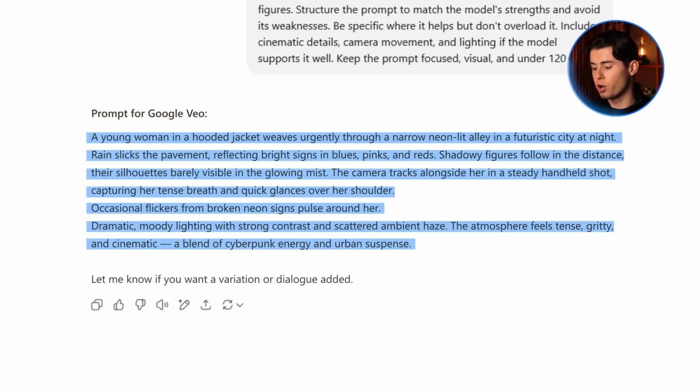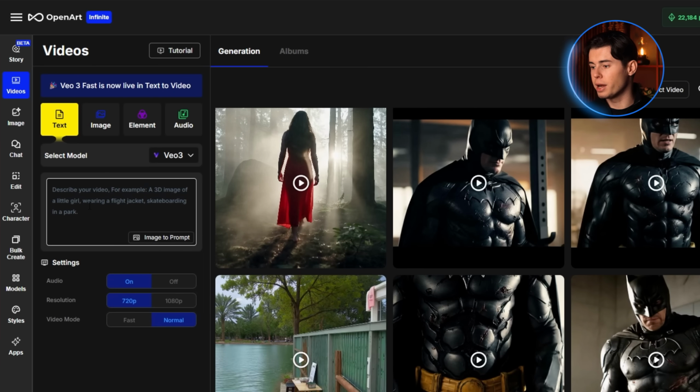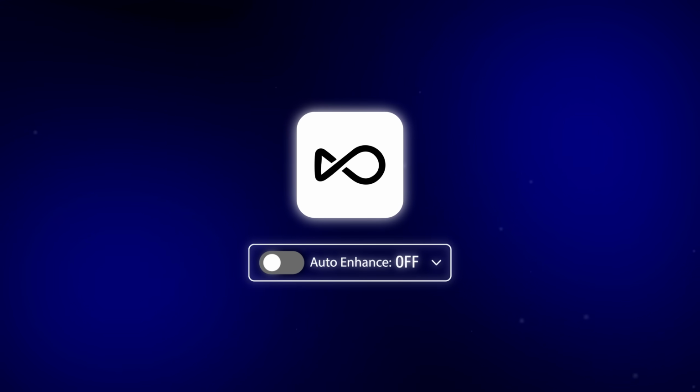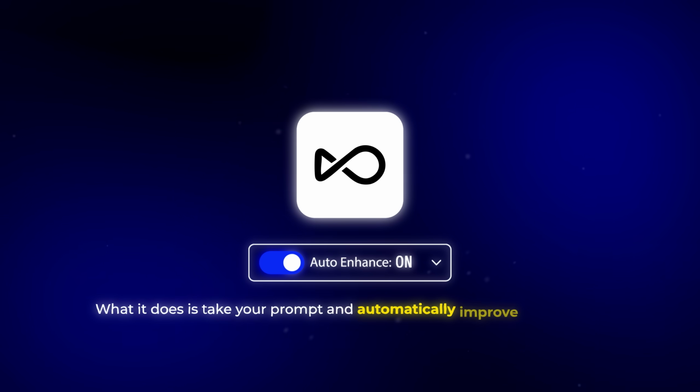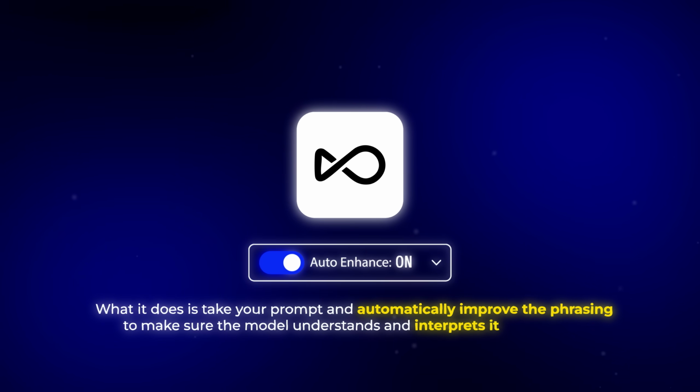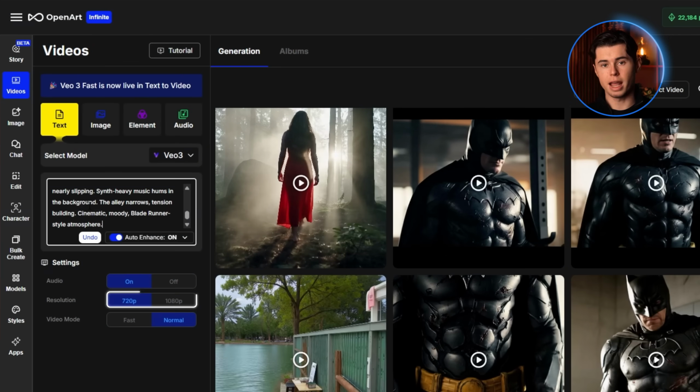Now I'll take that prompt, copy it, and paste it directly into the prompt box inside Openart for VEO. One cool feature with Openart is the Auto Enhance toggle, and I recommend keeping that on. What it does is take your prompt and automatically improve the phrasing to make sure the model understands and interprets it even better. For the output resolution, I'm going to stick with the default setting, which is 720p for now.